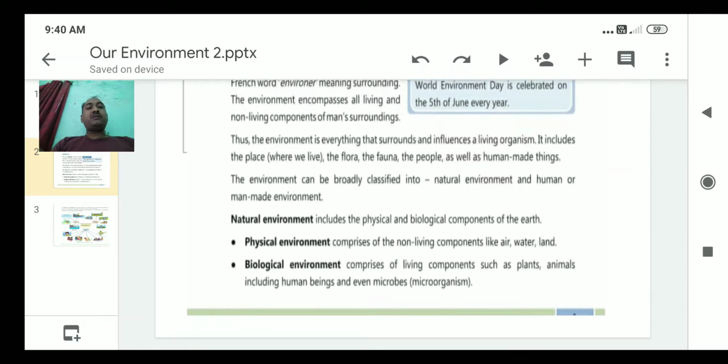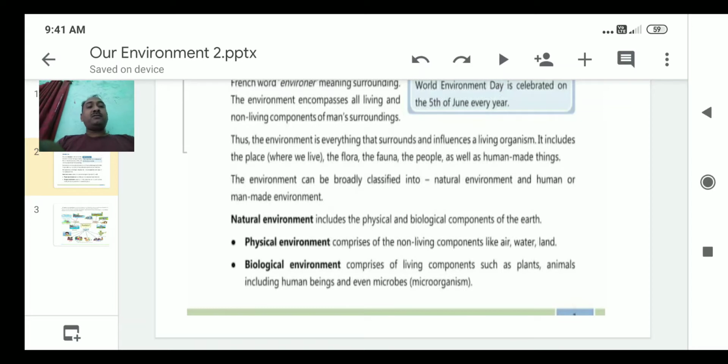Let us see the first point, natural environment. Natural environment includes physical as well as biological components. Whenever we think about the physical components, we always think about non-living things. Non-living things include air, water and land. All these three components are concerned with lithosphere, hydrosphere and atmosphere. Second point, biological environment. Whenever we think about biological environment, at the same time we must think about all living things. So it can be plants, animals, human beings or microbes or microorganisms.